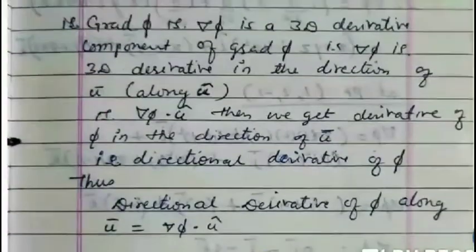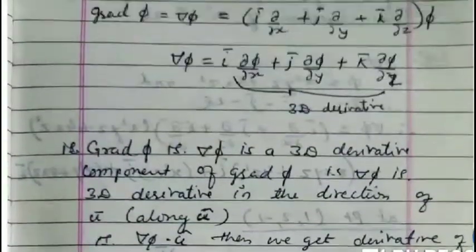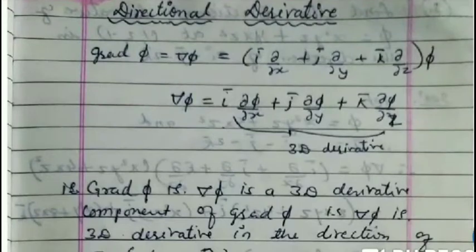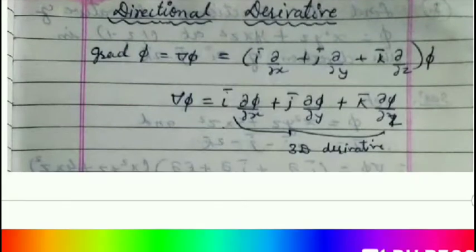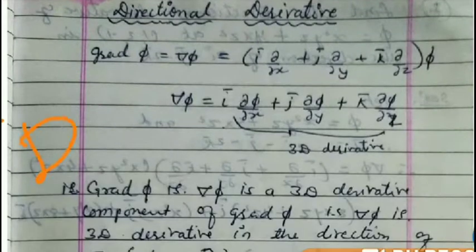So the formula of directional derivative is simply del phi dot u cap, meaning the directional derivative along the given vector u.